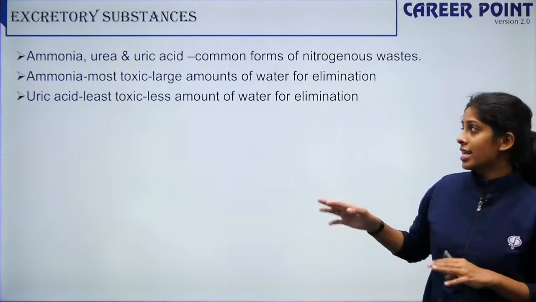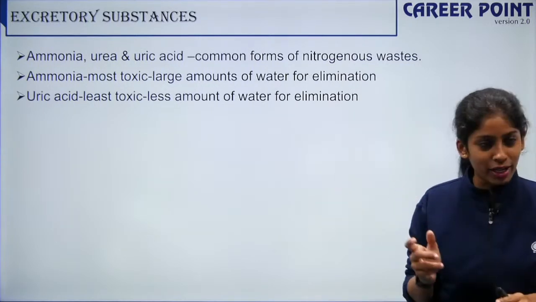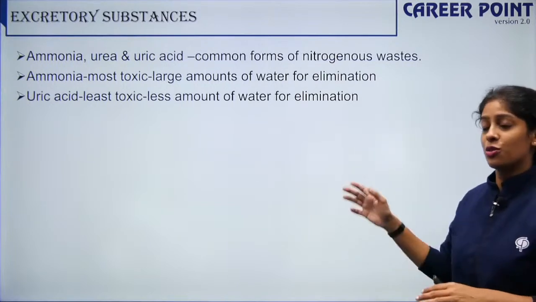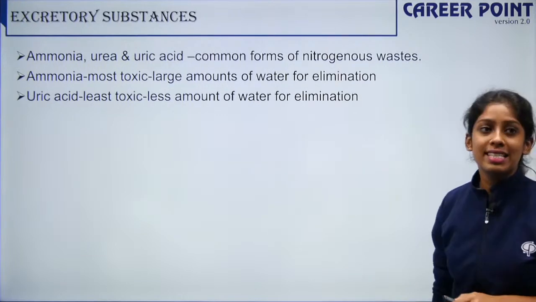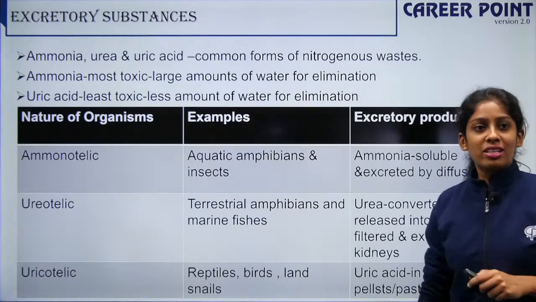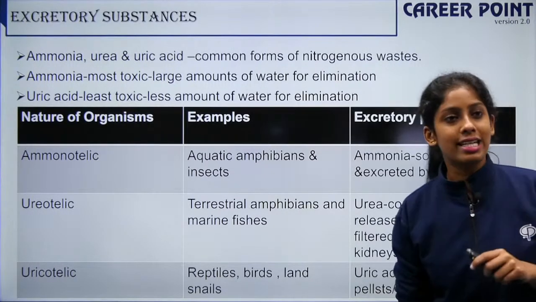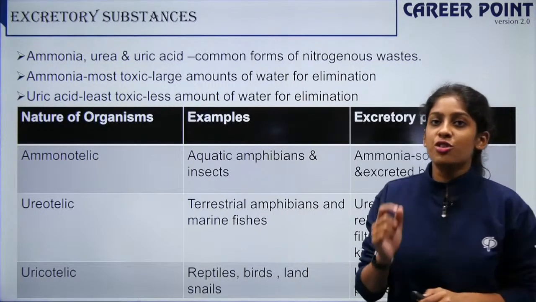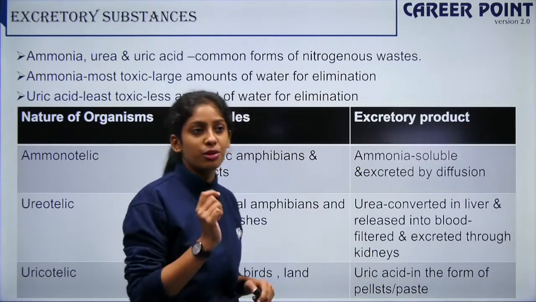So ma'am, do we excrete uric acid? Not really. We are in between, that is, we excrete urea, which is neither highly toxic nor least toxic. Uric acid is least toxic and needs less water for elimination. So here I have a list of organisms and the type of nitrogenous waste that they excrete. Based on the nitrogenous waste that the organism excretes, they are classified into different types.